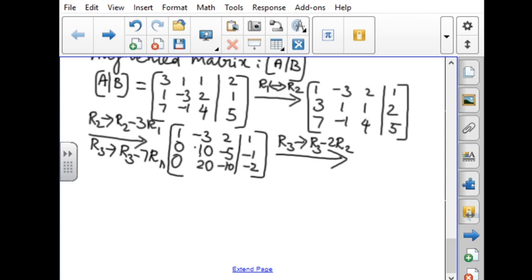Now what you will get? 1, minus 3, 2, 1; 0, 10, minus 5, minus 1. Next 0, this is also 20 minus 20, it will become 0. Minus 10 plus 10, it will become a 0. Minus 2 plus 2, it will become a 0. So the last row fully is becoming 0.